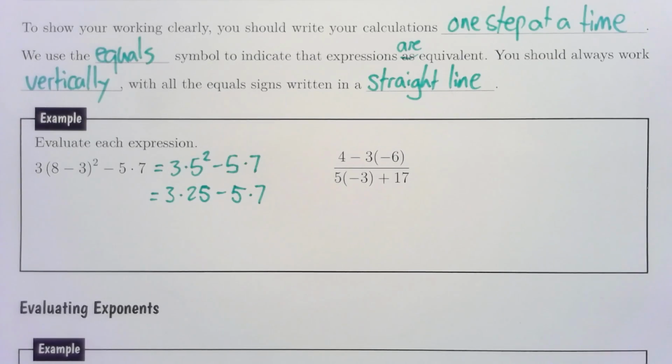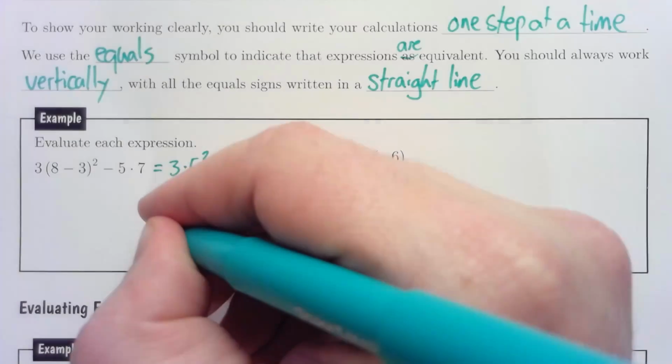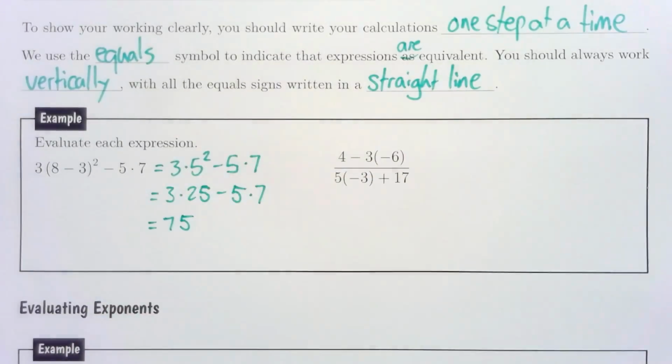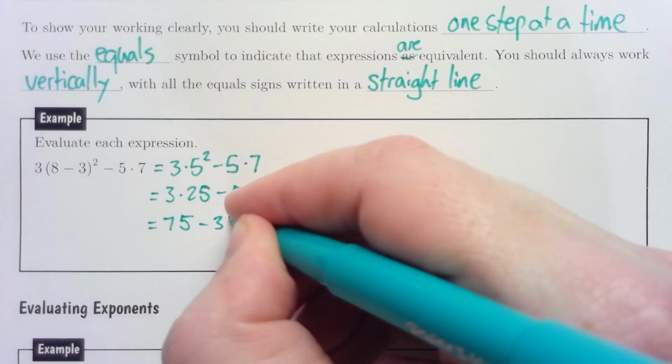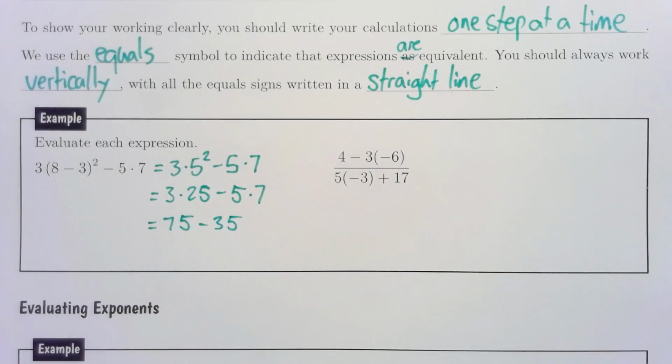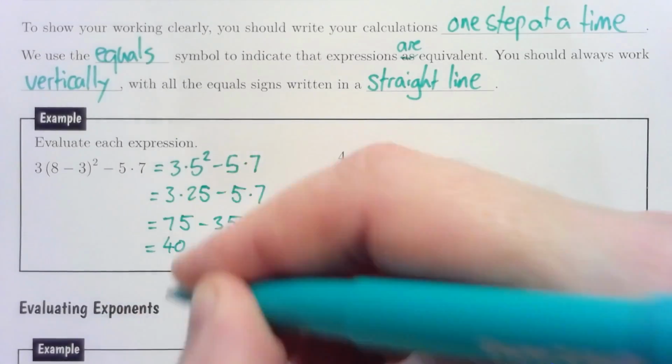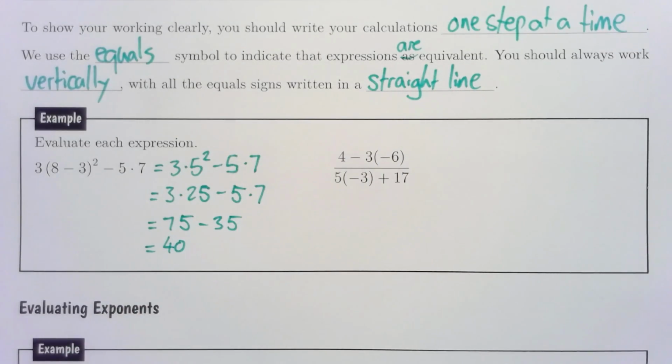The next step is multiplication and division. So we work these from left to right. 3 times 25 is 75, and 5 times 7 is 35. I can do these in the same step here because they're in separate terms separated by the subtraction that we have. Finally, 75 subtract 35 is 40. And that is the final value of our evaluated expression.